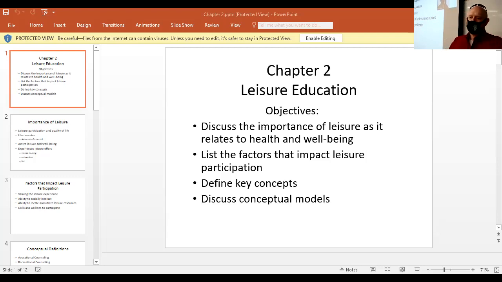Prior to that all coming along, they were in this situation where they didn't really value their leisure experience, and they got to where they really enjoyed that interaction and being able to be with a group similar to themselves. Another thing that impacts leisure participation: skills and abilities to participate.